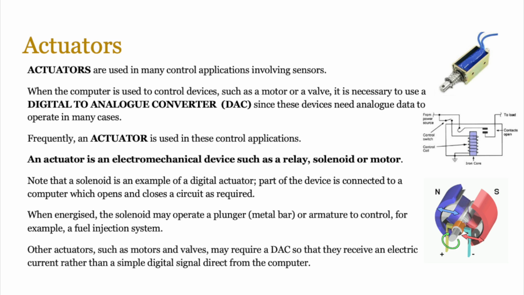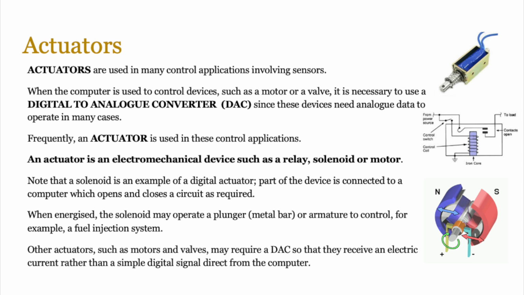Now, when energized, the solenoid may operate a plunger or a metal bar or an armature to control, for example, a fuel injection system. So these digital solenoids are used in conjunction with actual analog devices. Other actuators such as motors and valves, they definitely require a digital to analog converter. So they receive an electric current rather than a simple digital signal direct from a computer, because a motor does not understand a digital signal, but it does understand the analog current. So there needs to be an additional device called a digital to analog converter, which takes the digital signal from the microprocessor and converts it into electric current, which perhaps a motor or a valve can actually understand.